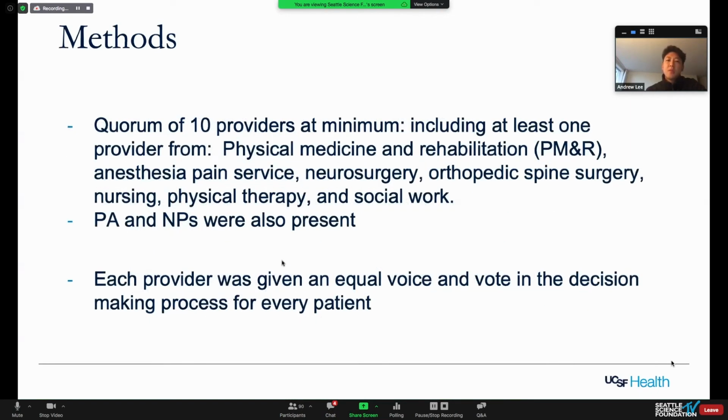A quorum of 10 providers at a minimum were involved, including at least 1 provider from PM&R, anesthesia, neurosurgery, orthopedics, nursing, physical therapy, and social work. PAs and NPs were also present, so there's quite a posse there. Each provider was given an equal voice and vote in the decision-making process for every patient.